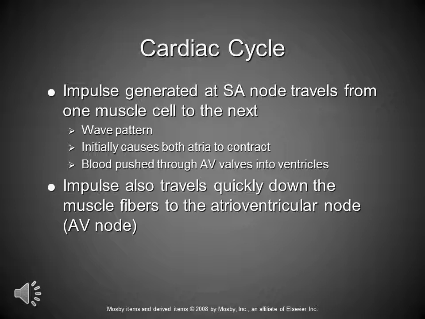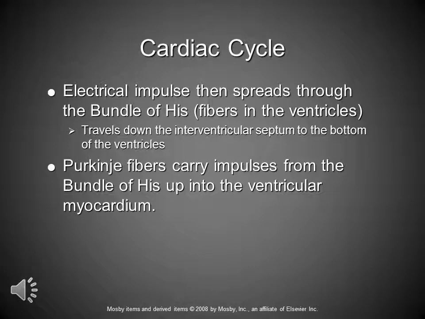the atrioventricular node, also known as the AV node. The AV node receives the impulse, and the impulse then spreads from the AV node down through the bundle of His. It then travels down and splits into right and left bundle branches. The right branch goes to the right ventricle, and the left branch goes to the left ventricle.